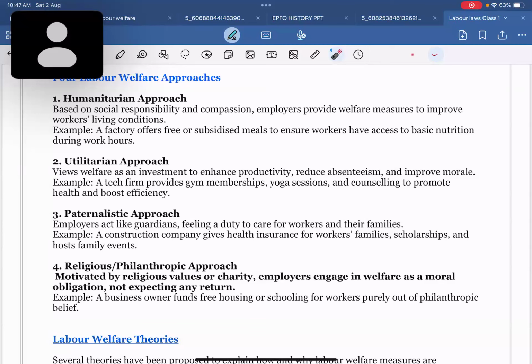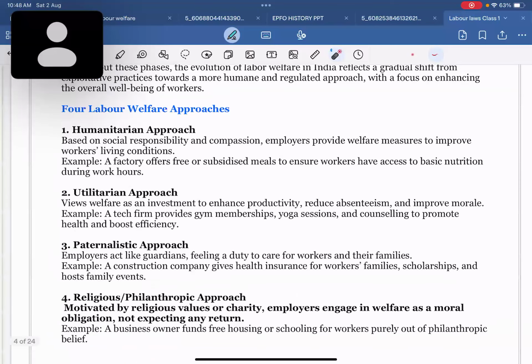As an example, we see a business owner funds free housing or schooling for workers purely out of philanthropic belief, right? If we talk about our Ratan Tata, one of the gems of our country, he has done lots of philanthropic work for our country. So that comes in the religious or philanthropic approach. Okay, so these are the four welfare approaches.